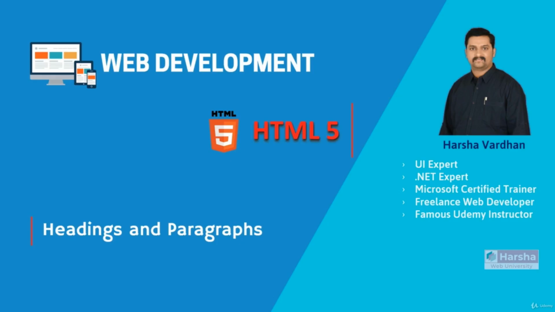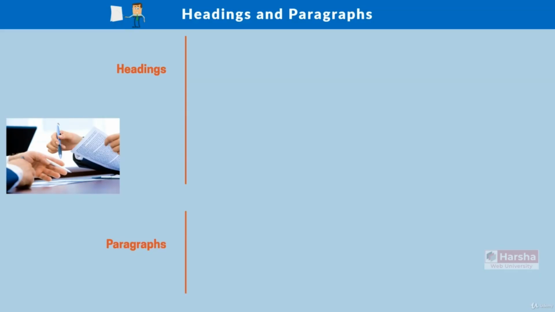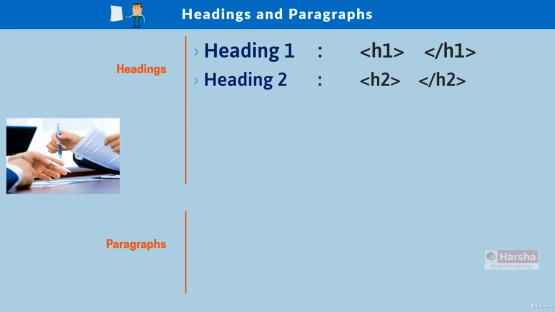Let us understand headings and paragraphs in HTML5. While preparing documents, you require to keep the headings in different levels. HTML provides 6 levels of headings, that is H1 to H6. Heading 1 can be created using H1 tag. Heading 2 can be created using H2 tag.